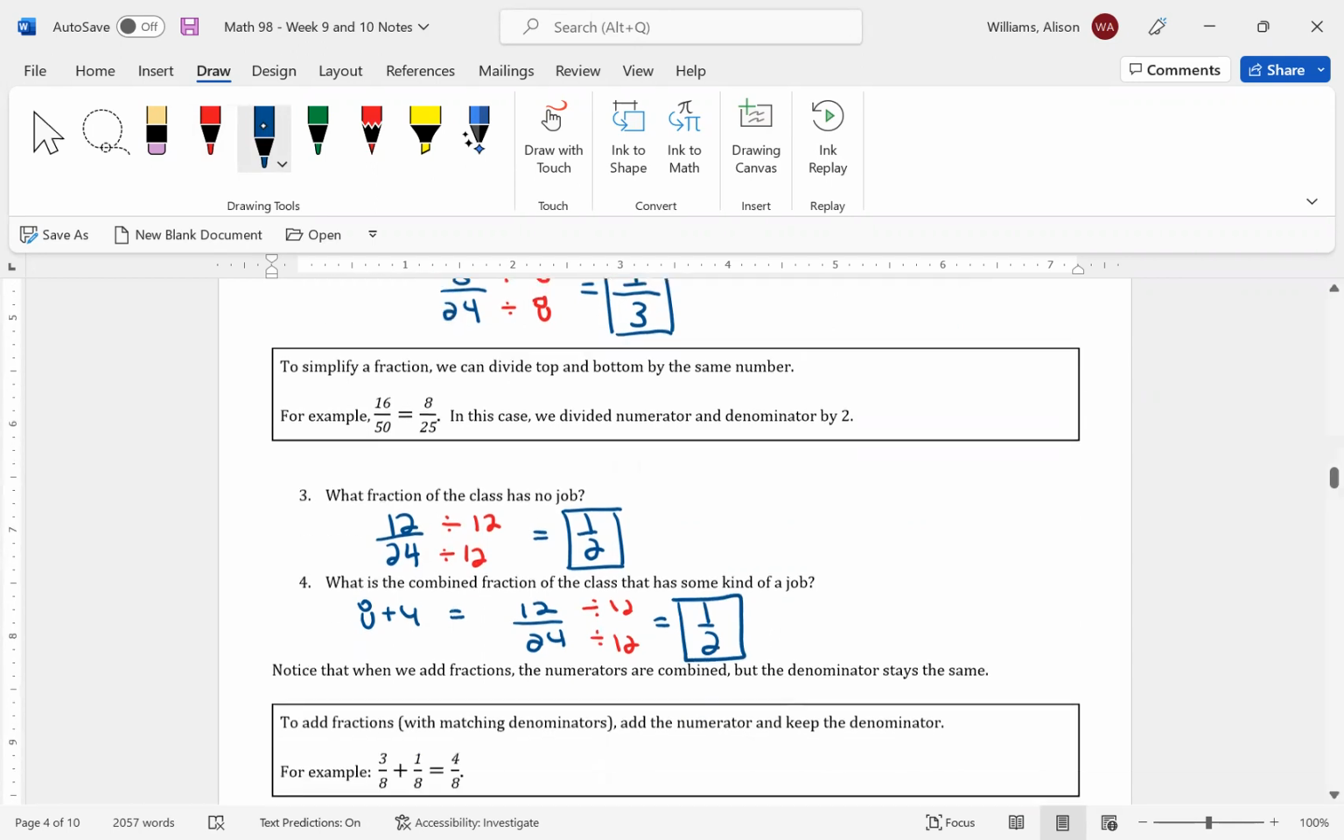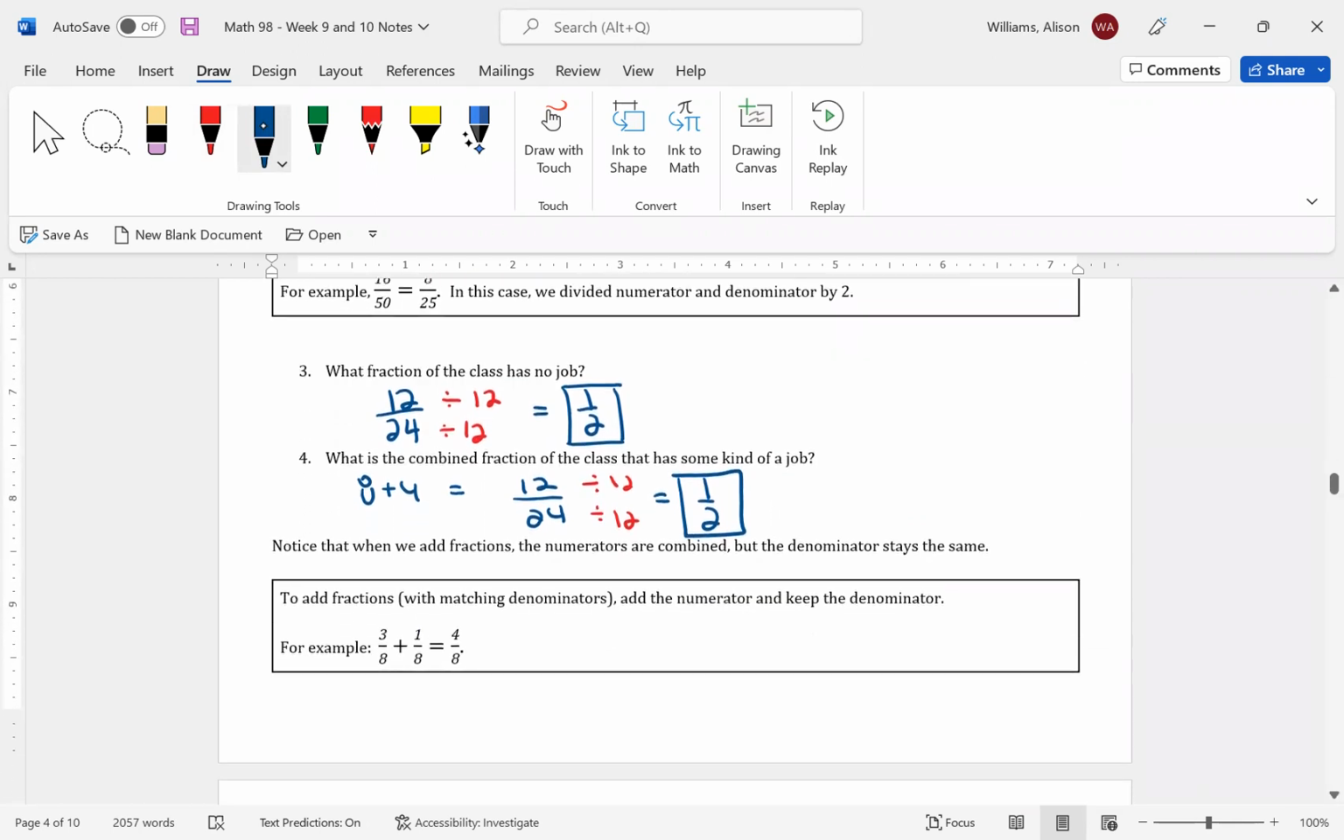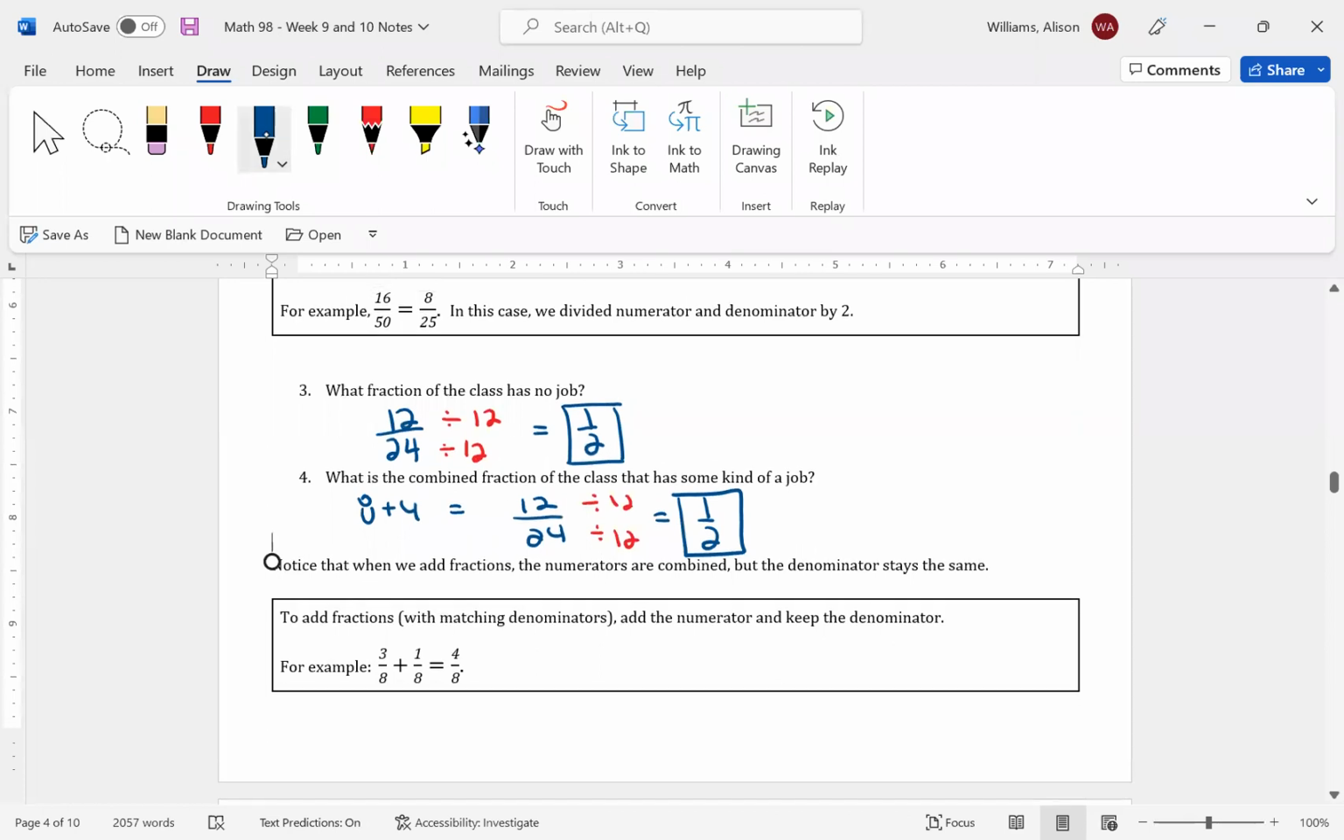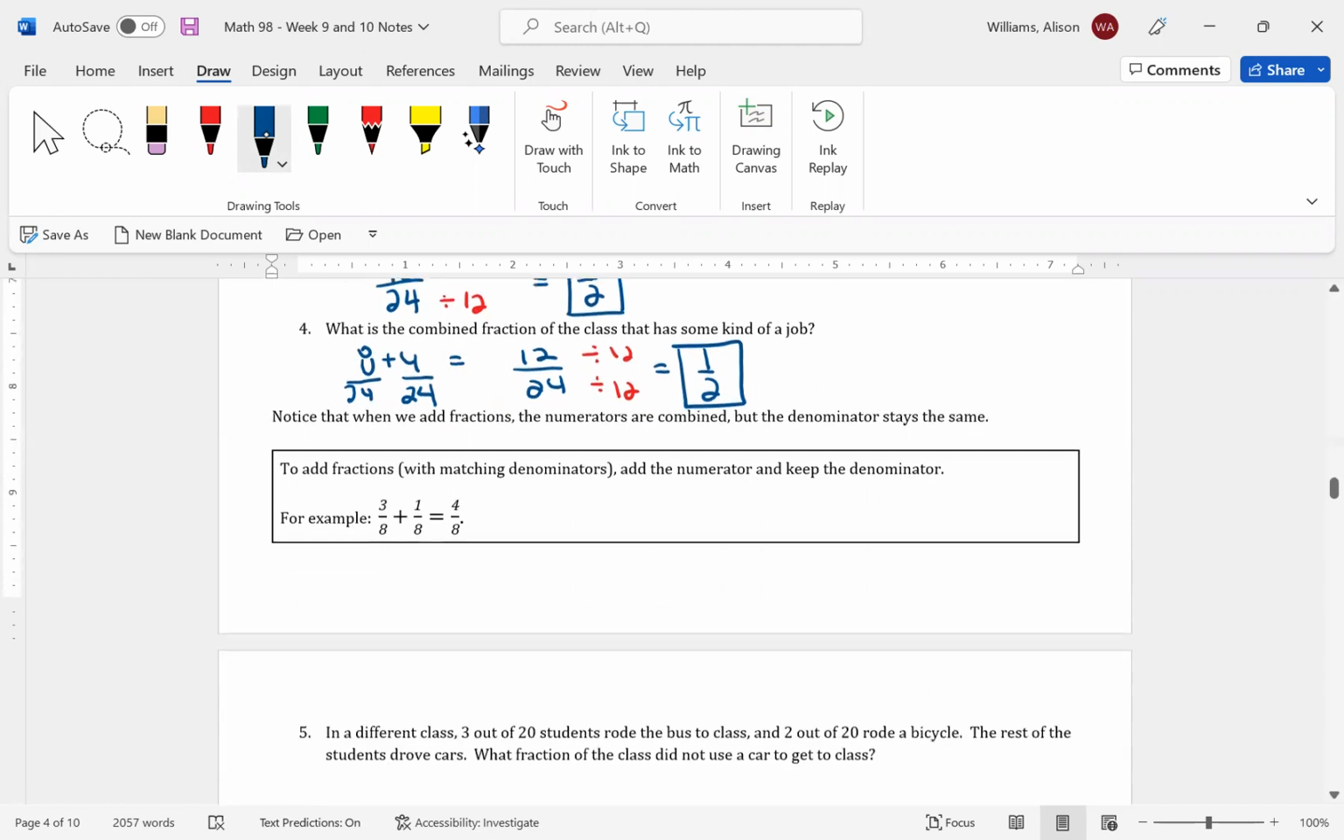So notice that when adding fractions, the numerators are combined, but the denominator stays the same. So in other words, rather than do 8 plus 4 and then put it over 24, I could have thought of them both individually over 24 themselves, as 8/24 students have a part-time job, 4/24 students have a full-time job. Adding those together gives me 12 out of 24. So you might remember when you're adding fractions, the denominator stays the same.